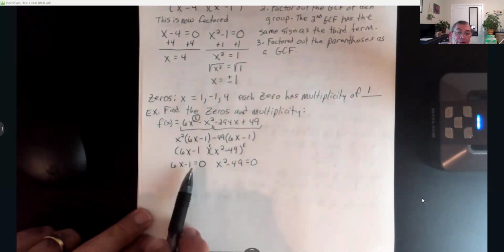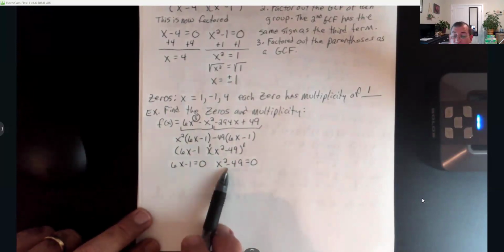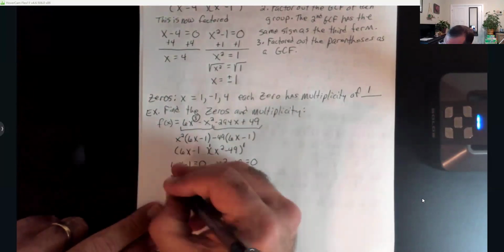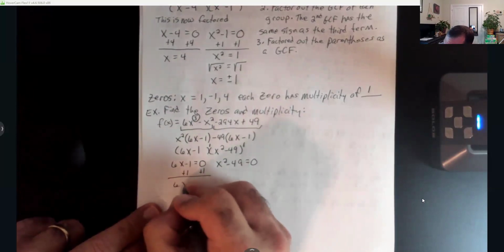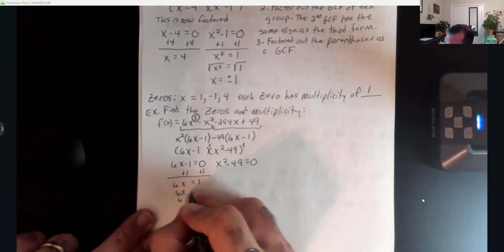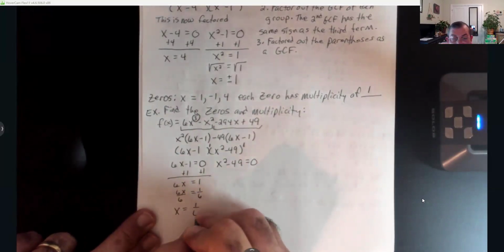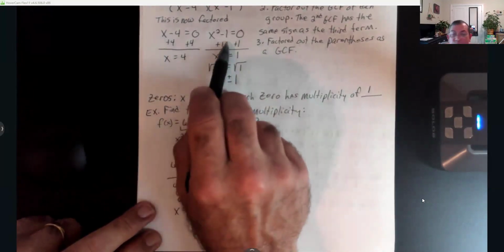All right, so look here. This will give me one of my zeros, and this will give me the other 2, okay? So y'all, for this one, we're going to add 1, and then we'll divide by 6. So 6x equals 1. Divide both sides by 6. And x equals 1/6.